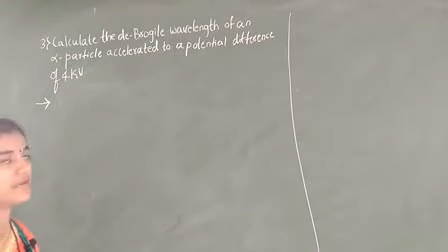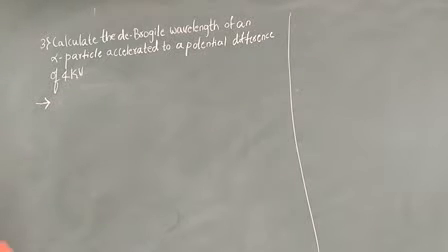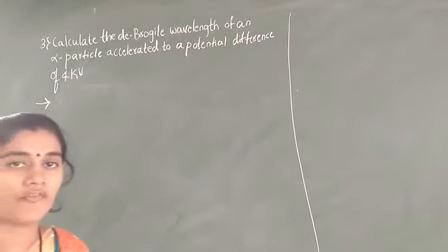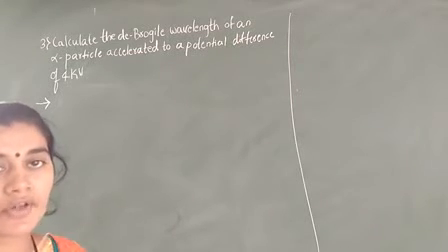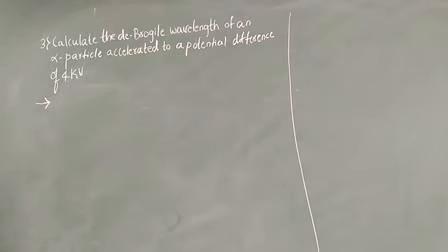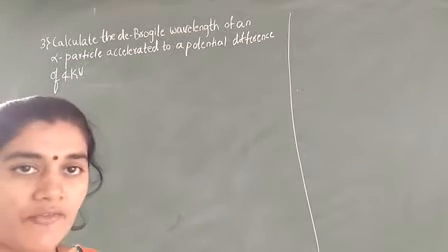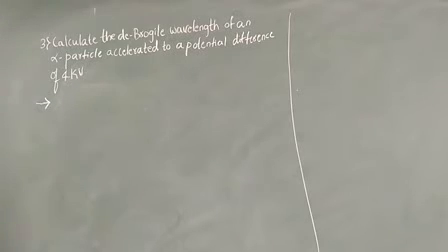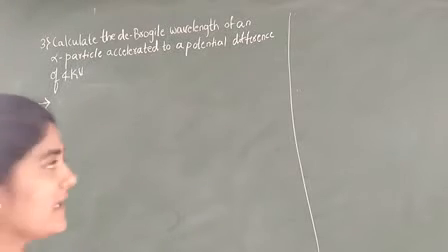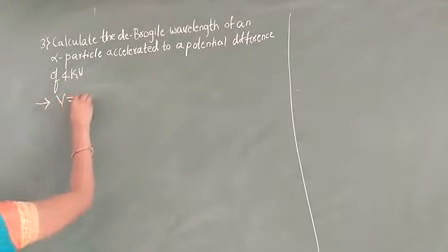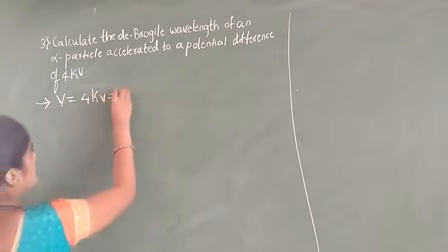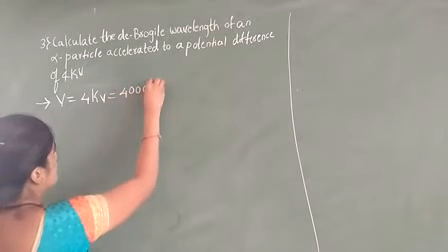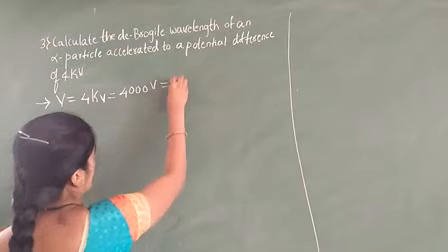Calculate the de Broglie wavelength of an alpha particle accelerated to a potential difference of 4 kilovolt. Now, here we have to find the wavelength of an alpha particle. Lambda is equal to question mark. Given that potential difference is 4 kilovolt, means we are writing that V is equal to 4 kilovolt, or this can be also written in the form of 4000 volt, or 4 into 10 raised to 3 volt.